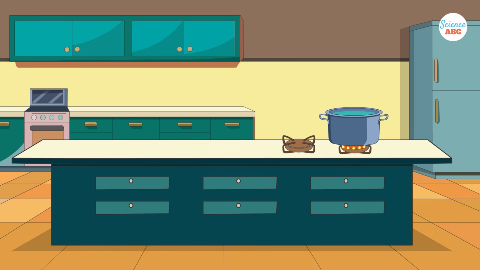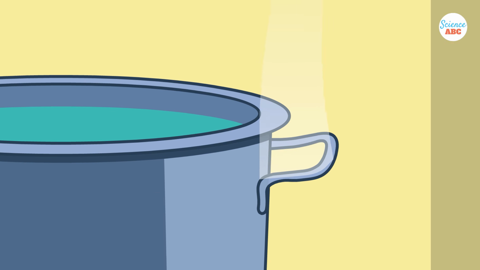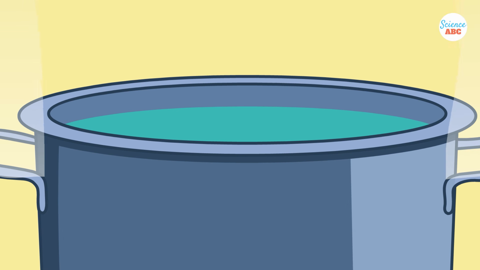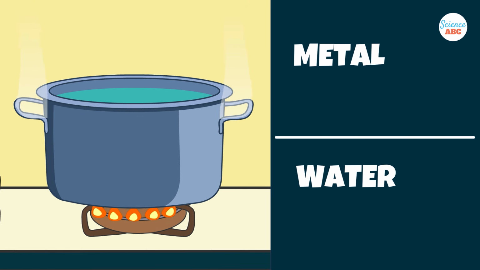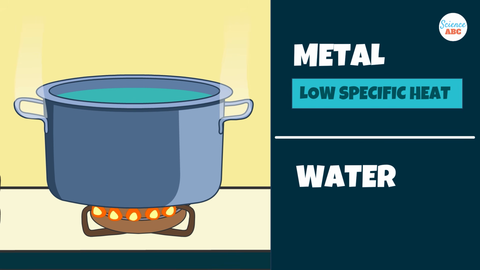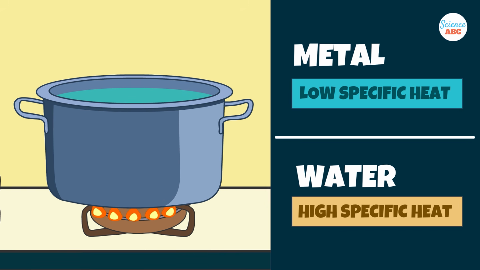Have you ever noticed that when you boil water in a metal pot, the pot heats up very quickly, even when the water doesn't seem hot or boiling? This happens because of the different heat capacities of the two materials. Metals generally have a low specific heat capacity, which means they don't need much energy to get hot. On the other hand, water takes longer to heat up because it has a higher specific heat capacity compared to the metal the pot is made of.